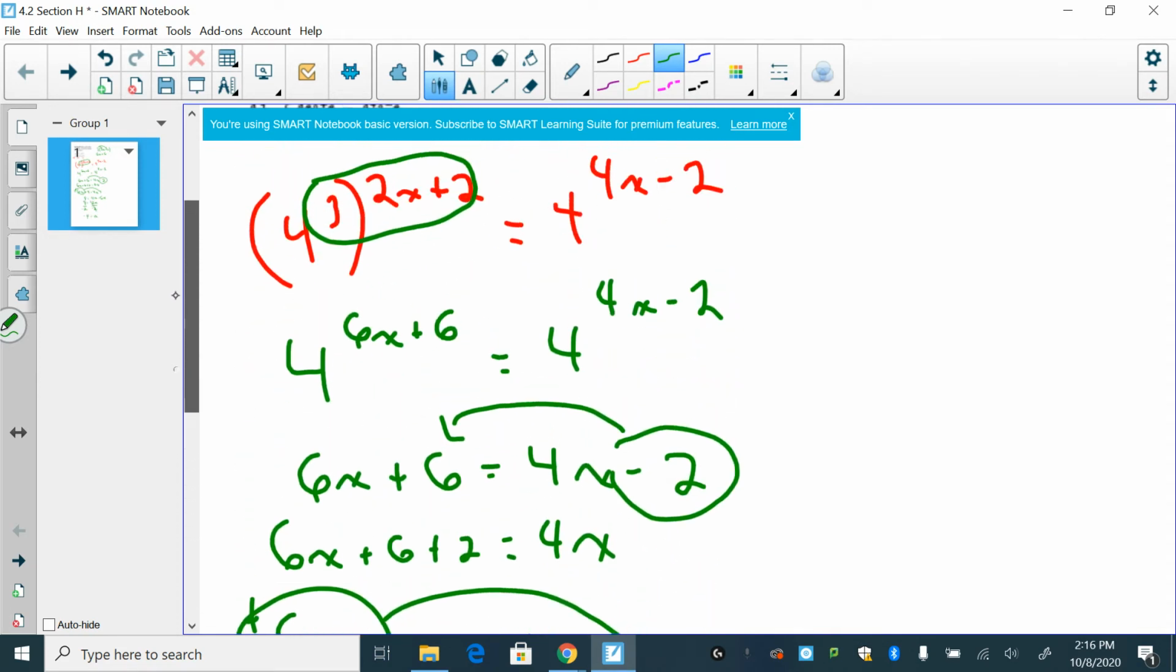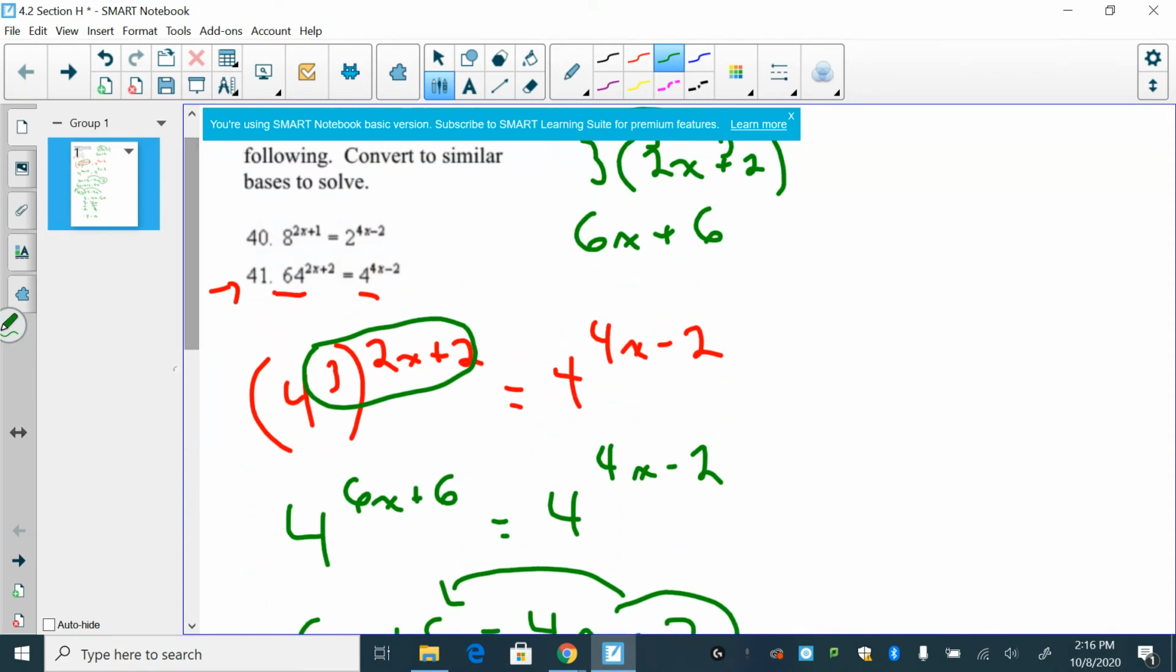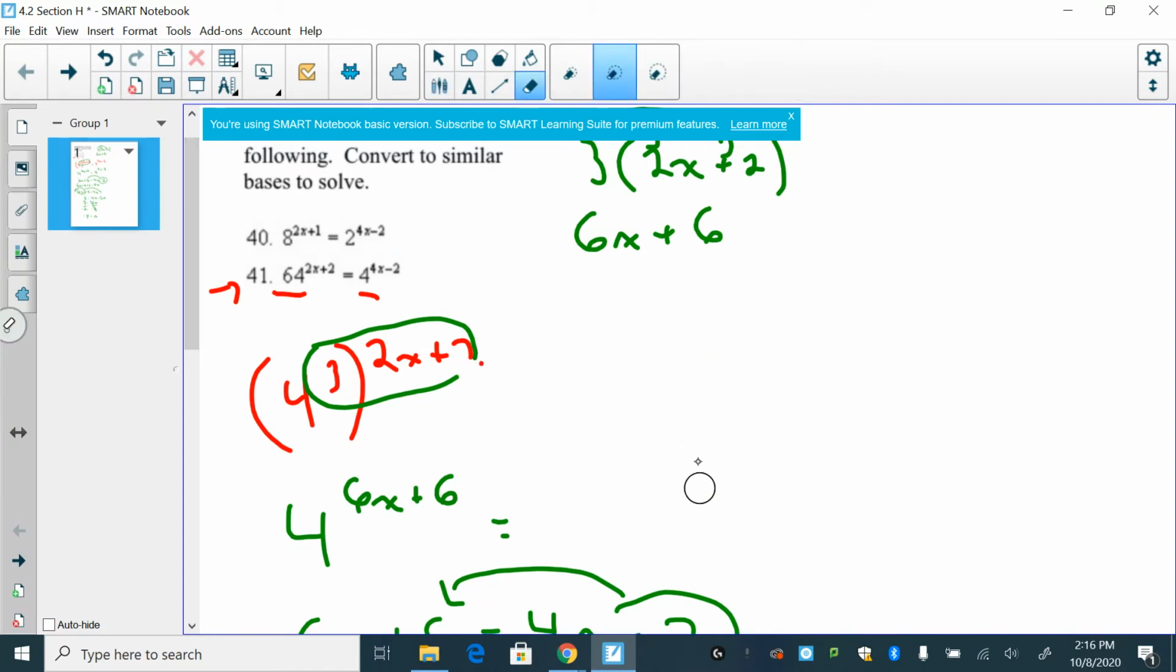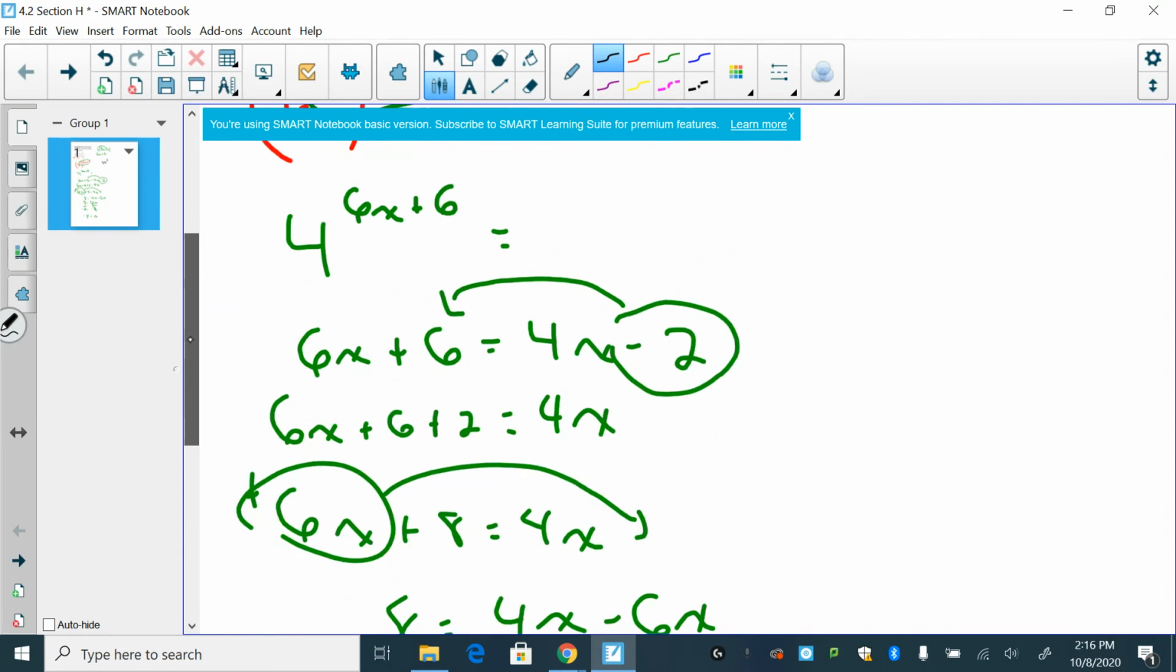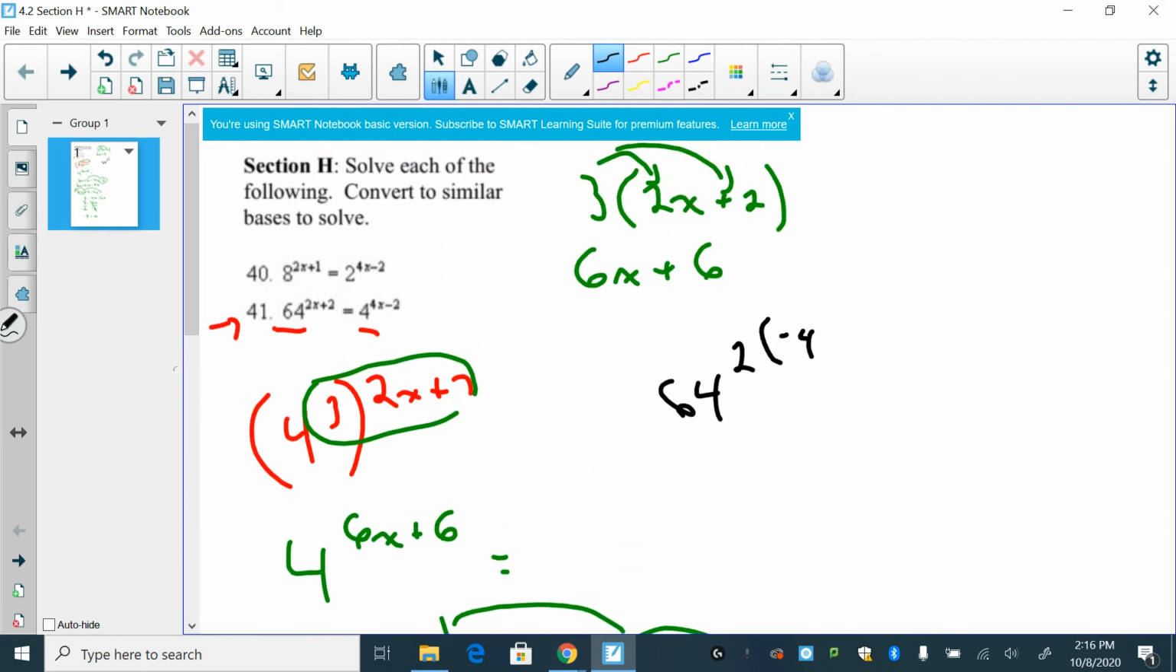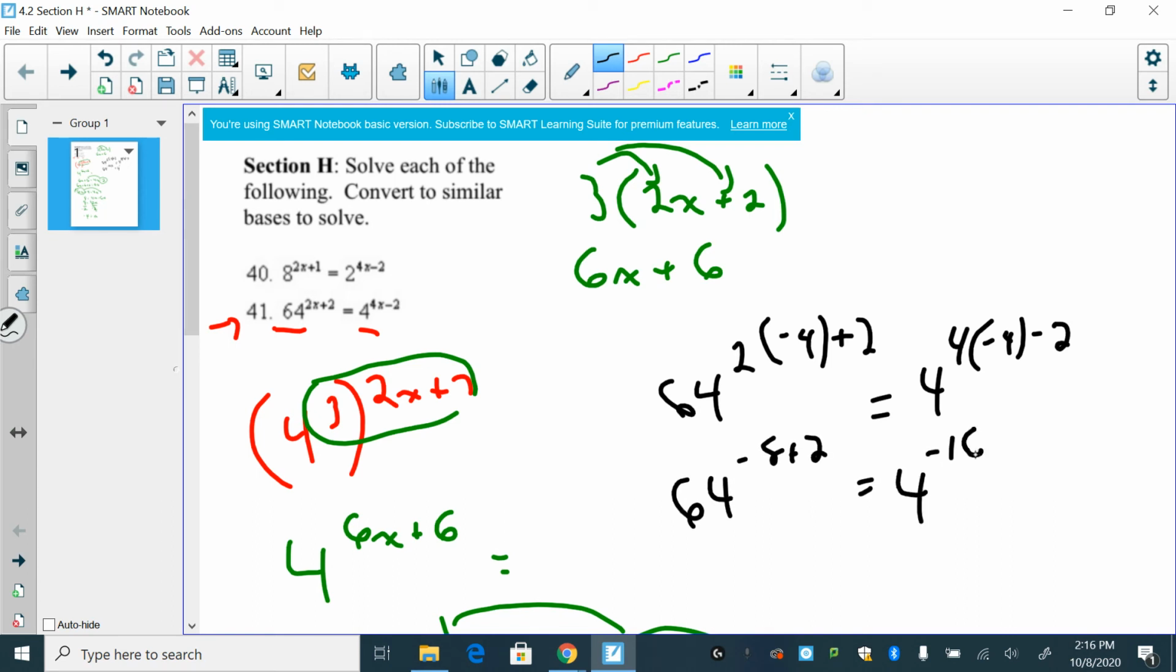So what I could do is double check. So if I go back to this, I can double check to see if my answer is right. So I'm just going to double check. So I've got 64, 2, and I said x was negative 4. So I'm going to go bracket negative 4 plus 2 equals 4 times 4 times negative 4 minus 2. So let's see if they work out to the same. So I've got 64, I got negative 8 plus 2, and I've got 4 with negative 16 minus 2.